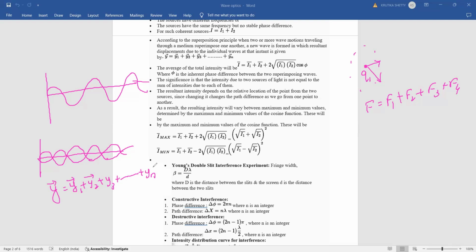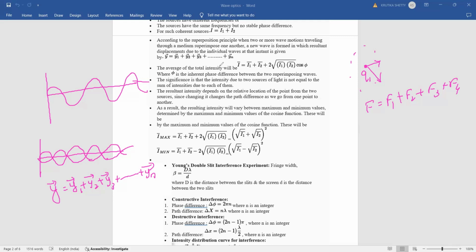Yes, everyone, is it clear what the superposition principle is? Is it clear what the superposition principle is in wave optics? Okay. So again, you don't have the derivation. For waves like that, we have already seen the resultant intensity formula. So the same formula we are seeing.